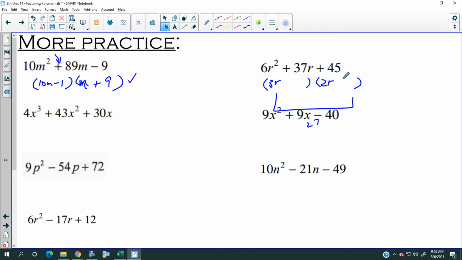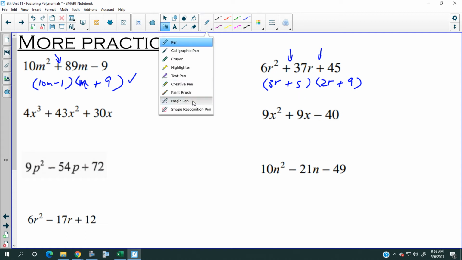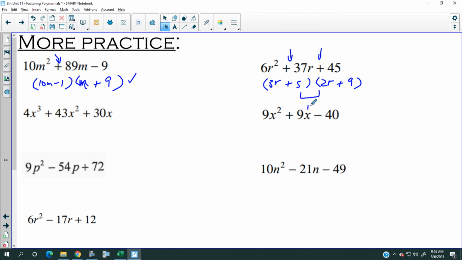All right, so I remember this was 9, and that's 5, right? And since they're both positive, these have to be both positive. Now let me double check. So that's 10, and this is 27. Yeah, that worked, nice. Very happy.